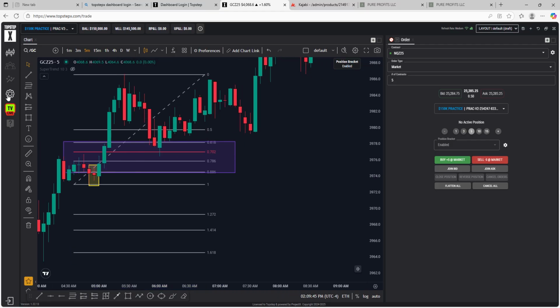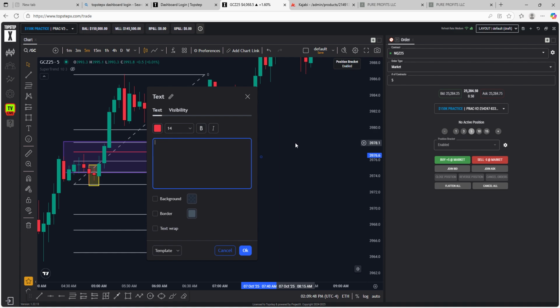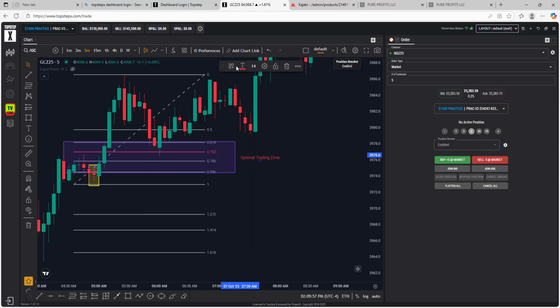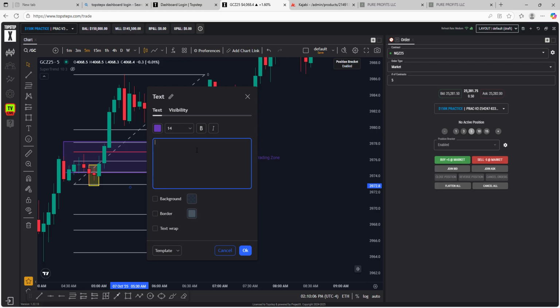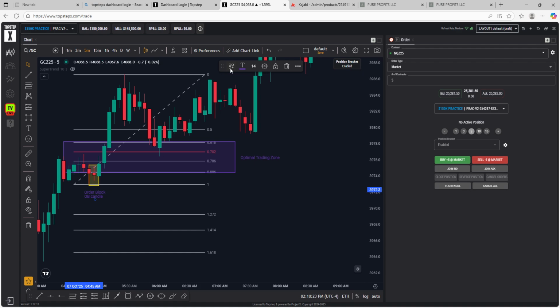All right, so this is the trade zone, right? And this is the order block, our OB candle, right?